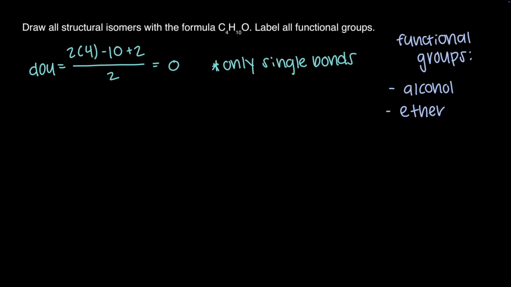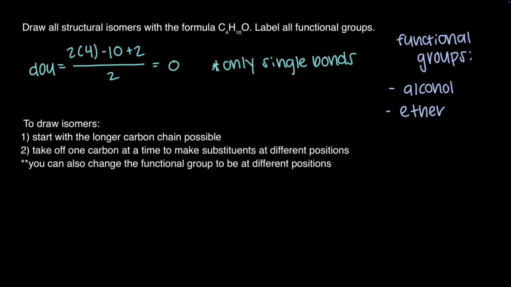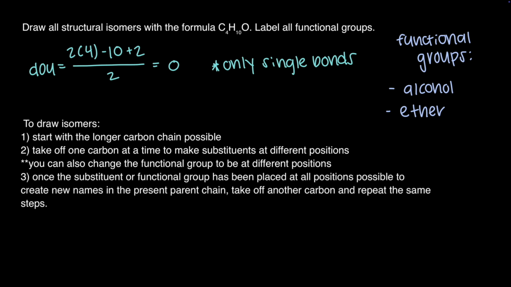Once we start drawing the isomers, start with the longest carbon chain possible, and then take off 1 carbon at a time to make substituents at different positions. Once that substituent group has been placed at every position possible to make a new name, take off another carbon and repeat the same steps.